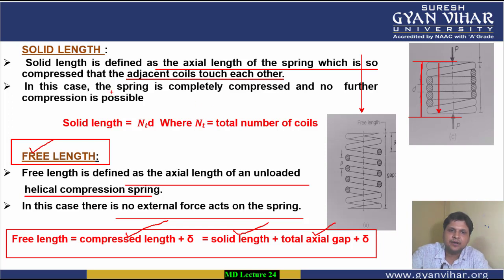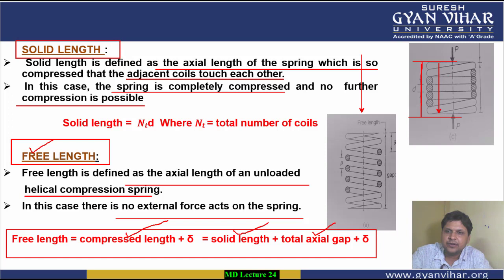A spring is completely compressed and no further compression is possible, since the adjacent coils of the spring are touching each other, which means there is no further possibility of bearing any compression. In such a case, the length of the spring is known as the solid length.